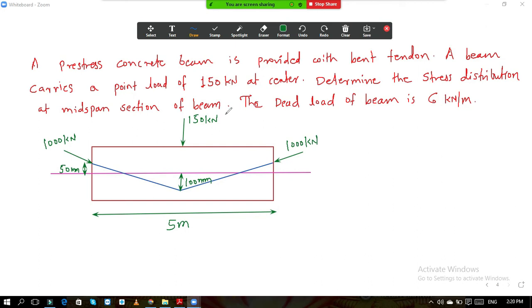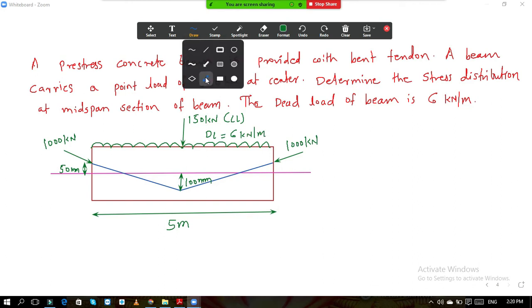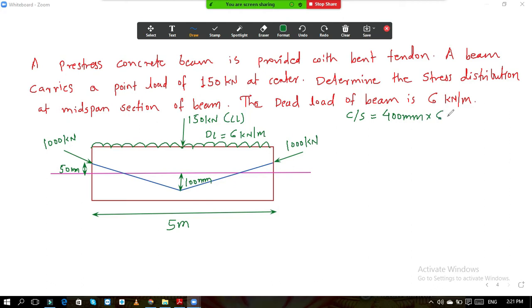Okay, this is external load, so we will consider this as our live load, and this is your UDL, that is dead load. So dead load is given as 6 kilonewton per meter. Also the depth and the width of the beam is given. So the cross section is 400 by 600. Cross section dimensions are 400 mm by 600 mm.